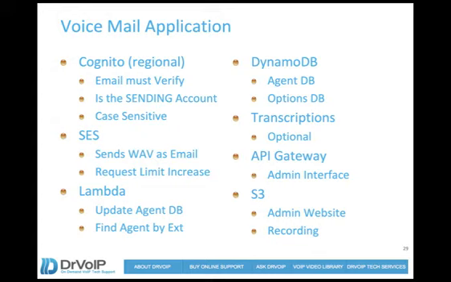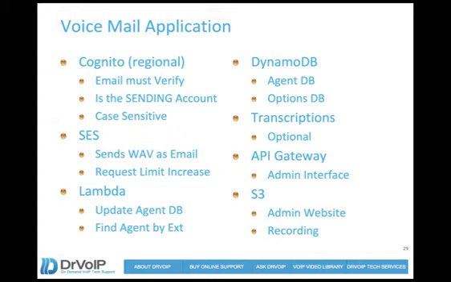There's going to be Lambda functions employed. There's an agent database. Every agent in the system has a unique ID, or ARN if you prefer, and that's how we identify whether an agent is available, and also how we directly transfer to an agent.